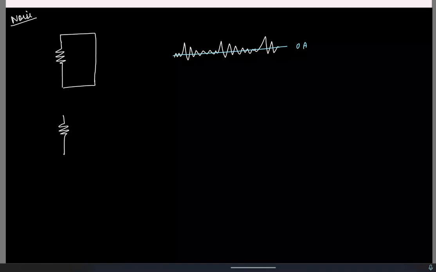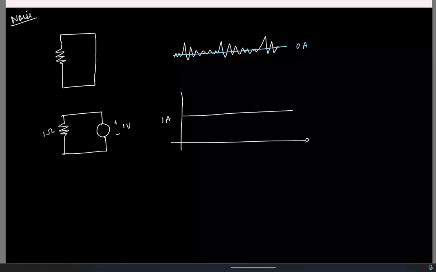Even if you take a voltage source and apply it like this, say it's 1 volt across 1 ohm, the current is going to have an average of 1 amp, and on top of it you will have these random fluctuations.